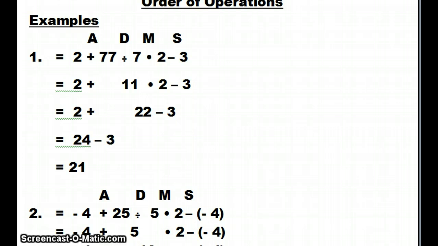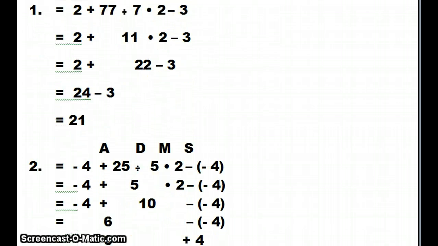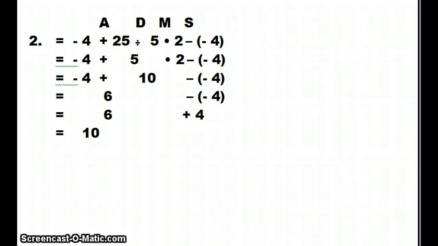Our next example, I've done the same thing, writing above what each one of the symbols is. The first one is addition. Between the 25 and 5 is division. Between the 5 and the 2 is multiplication, and then again subtraction. So the first thing we're going to do, as we read from left to right, we run into division. So we take 25 divided by 5 and get a 5. 5 times 2 then, and the next line is 10.